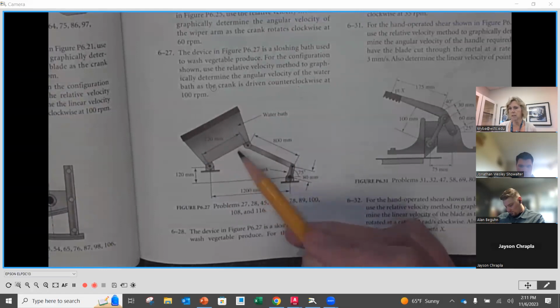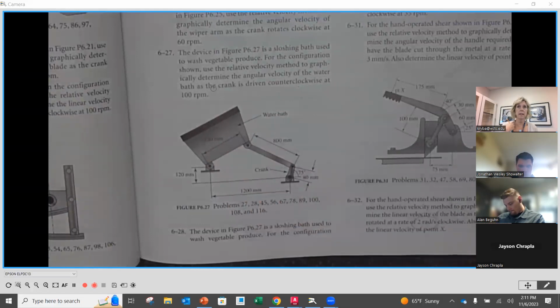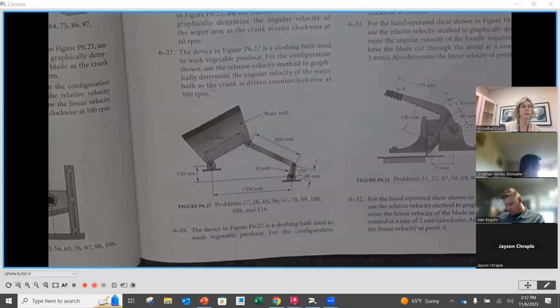So here's the bath, it's going to oscillate. And then here is the crank that's going to be going around. Okay, so this is going to be like the first problems, like a crank rocker type of a problem. And you want to know what the angular velocity is of the water bath. So that's going to be a W4 for this one.